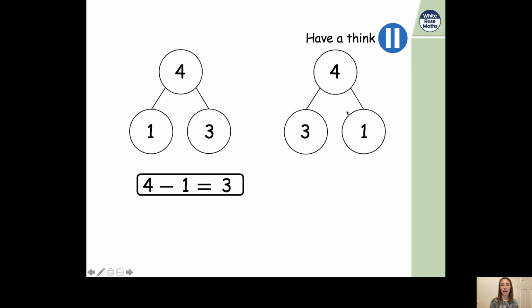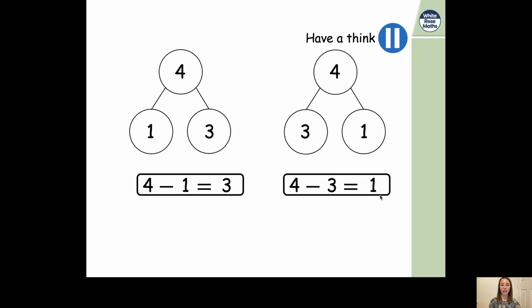Okay, and we can also have 4 take away 3. What have I got left? If I start with 4, I take away one of my parts, which is 3. How many do I have left? I have the number 1.